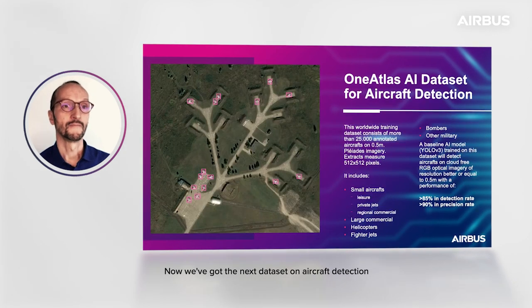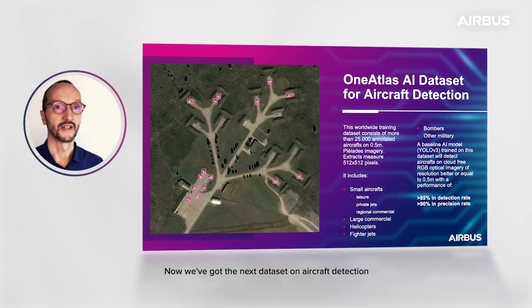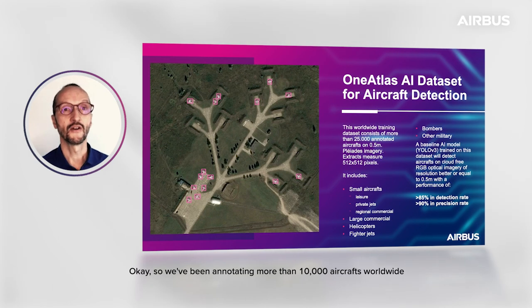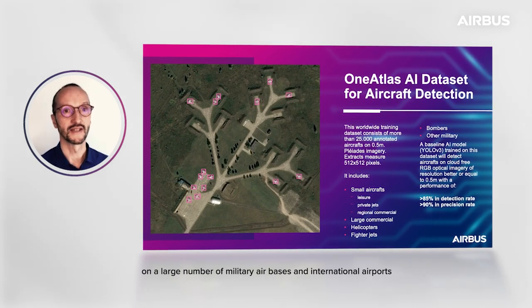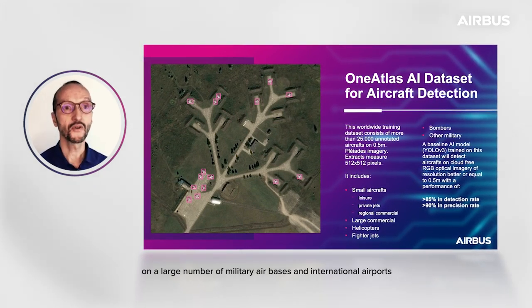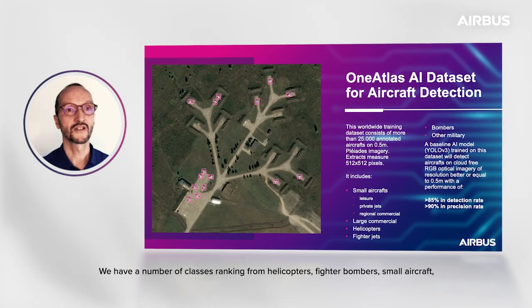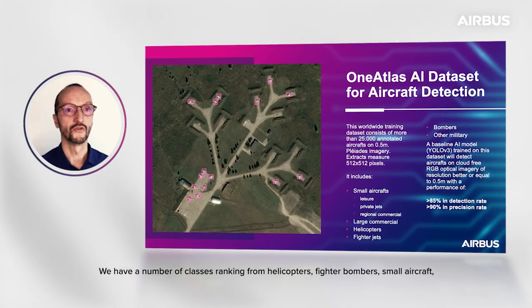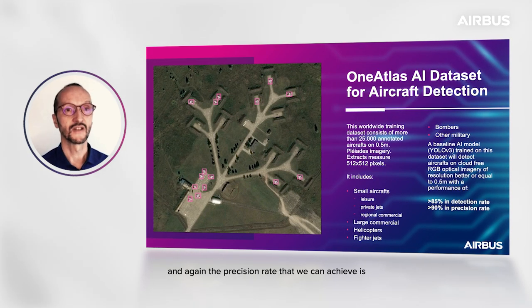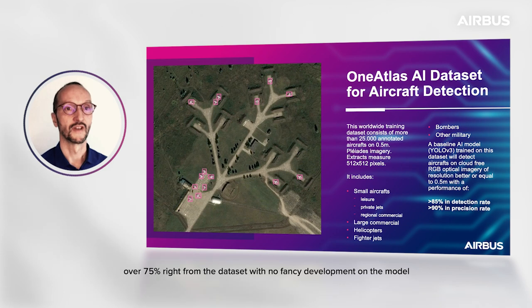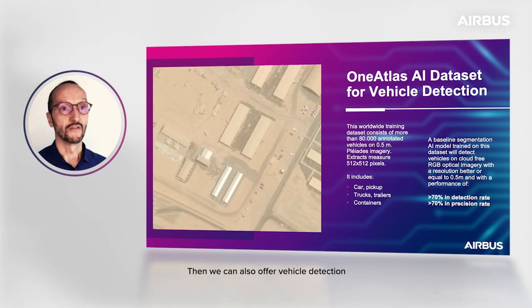The next data set is on aircraft detection. We've been annotating more than 10,000 aircraft worldwide on a large number of military air bases and international airports. We have a number of classes ranging from helicopter, fighter, bomber, to small aircraft. And again, the precision rate that we can achieve is over 75%, right from the data set, with no fancy development on the model.